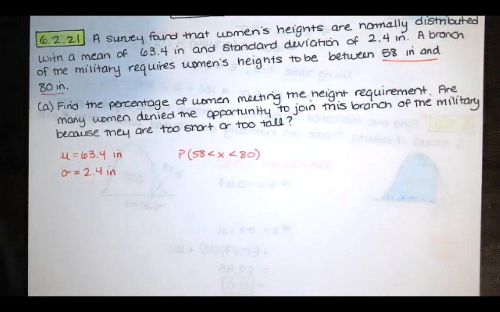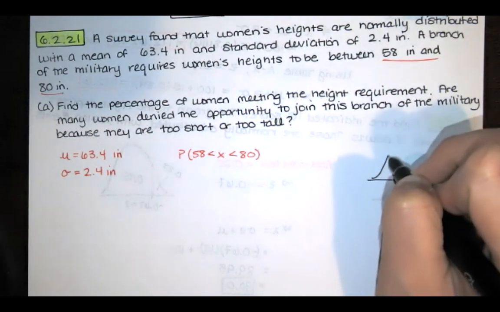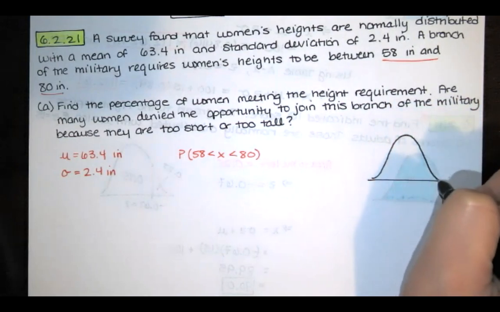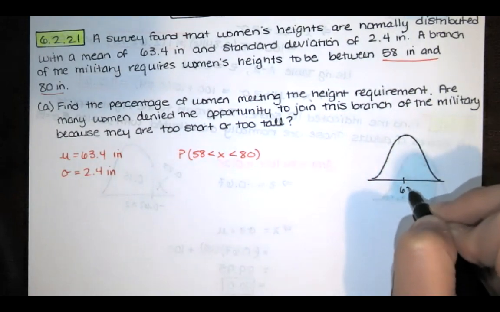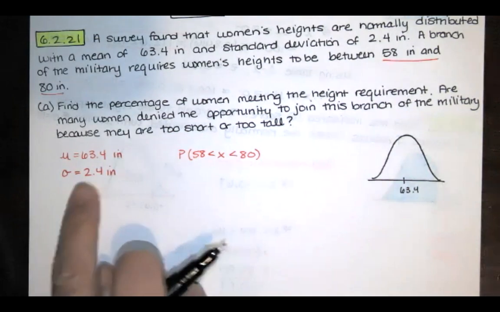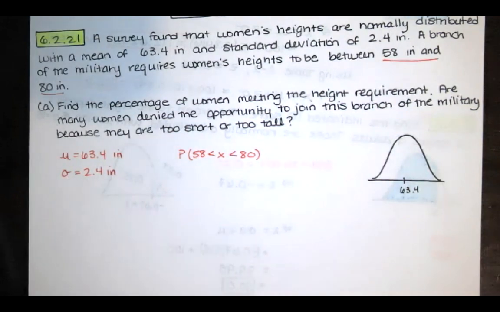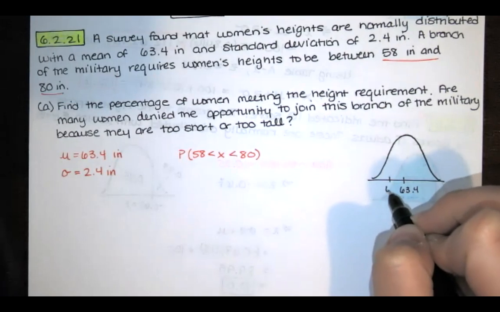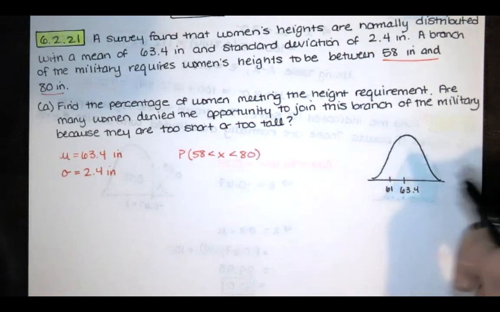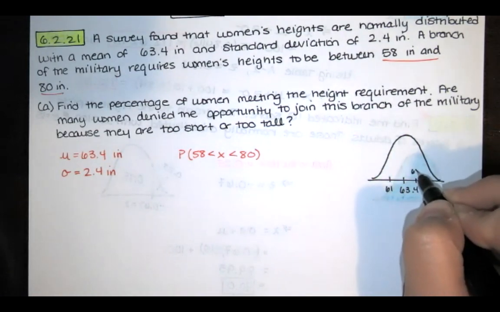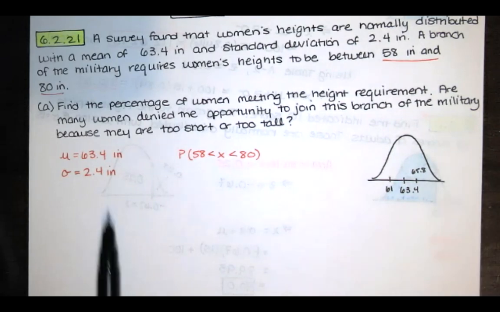And so let's draw a normal distribution. We're told that the mean is 63.4. So that's right in the middle. And then if I subtract that standard deviation from that, I would be at 61 inches. That's one standard deviation below the mean. And then if I add one standard deviation to this, that would get me to 65.8. So that's one above the mean.